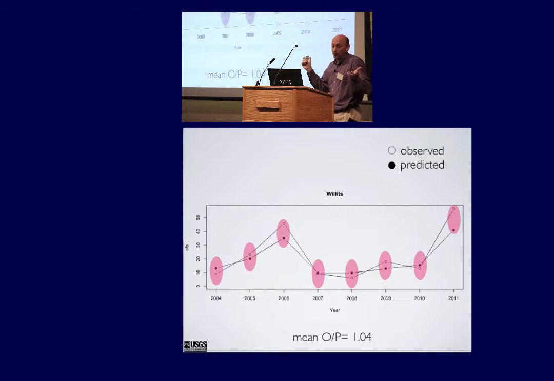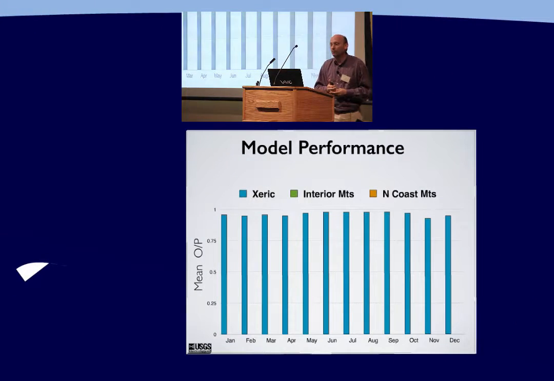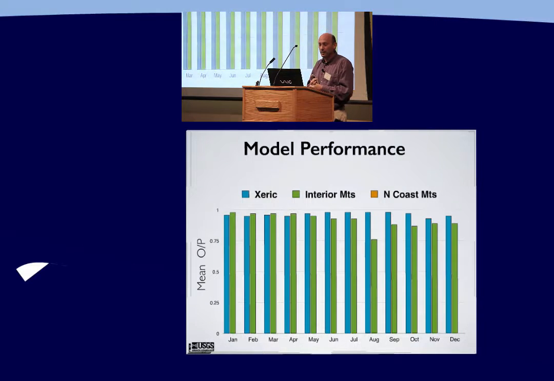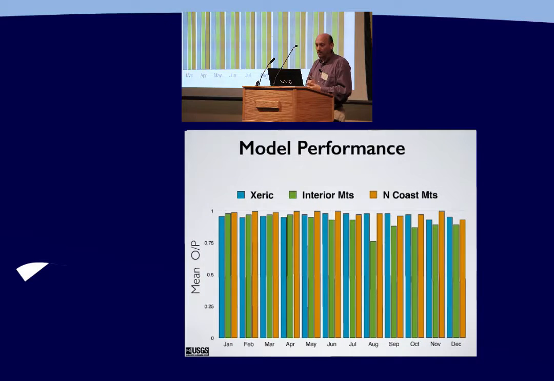For this side, it should be 1, and for this side, it was pretty good. And so we average that across all of the reference sites, and that's another measure of how the model performed. And so using that for the xeric region, most of the models are right up there around 0.95, 0.9 in that area. Interior mountains, about the same, maybe a little worse in some months. North coastal mountains were just screaming good, almost always very close to 1.